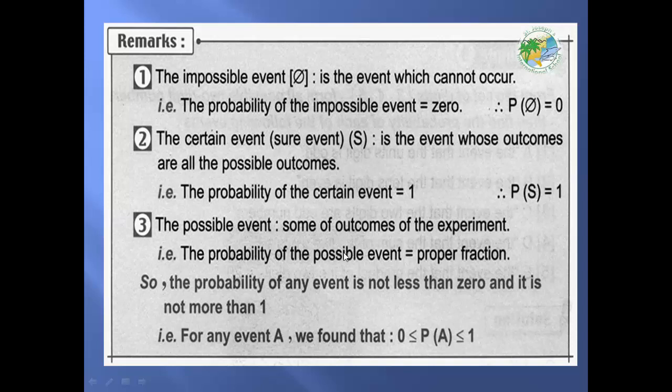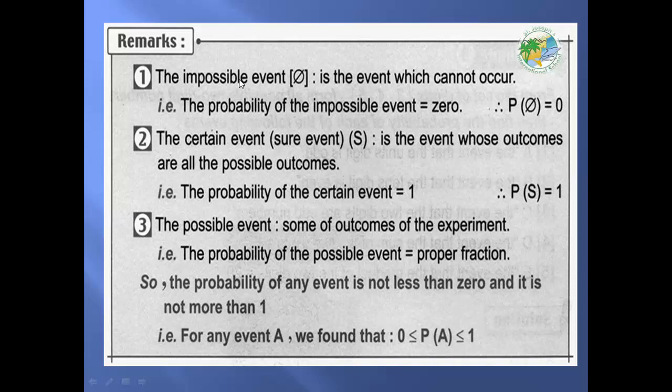The probability of a possible event is always a fraction between 0 and 1, so this is a proper fraction. So the probability of any event is not less than 0 and not more than 1. For any event A, we find it between 0 and 1.